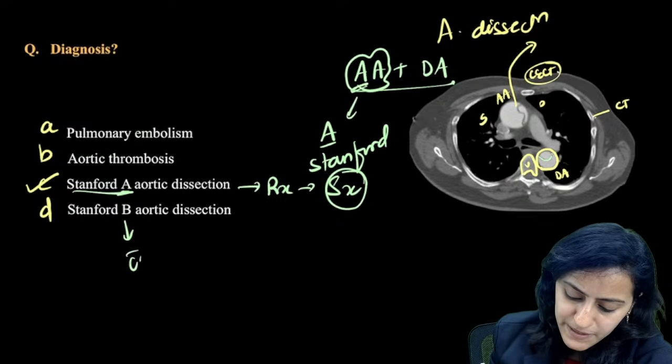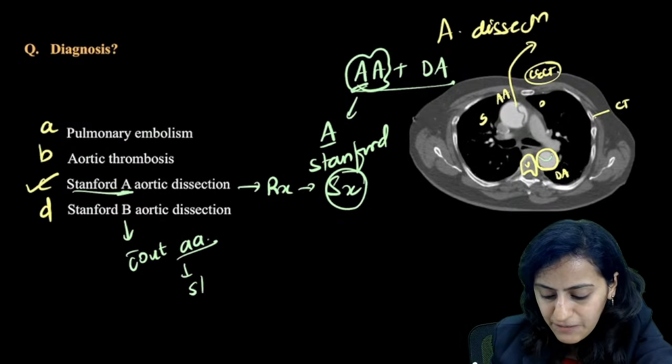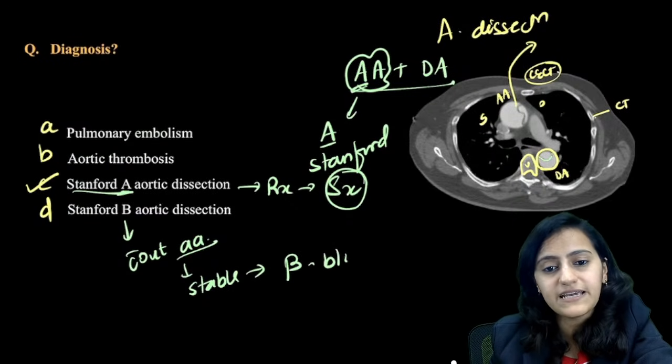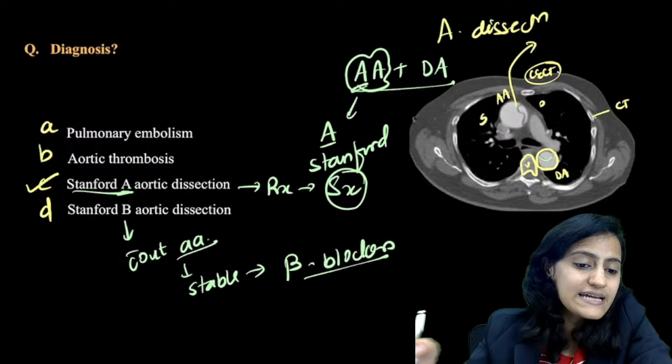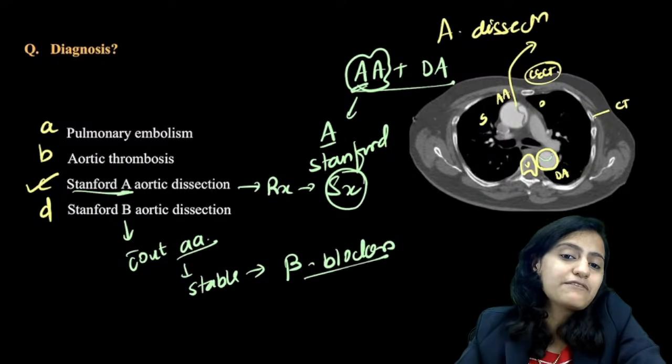When it is Stanford B, that means without the involvement of the ascending aorta, if the patient is stable, we can give, for B, we can give beta blockers, right? Esmolol can be given. Beta blockers are given if it is Stanford B.